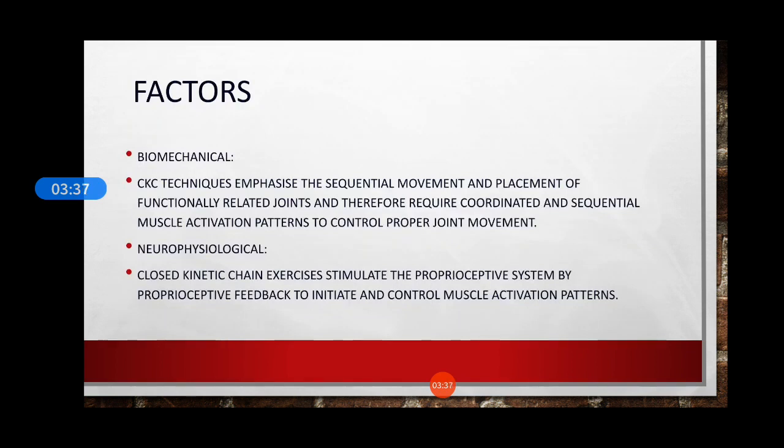So what are the factors which affect the closed kinematic chain exercises? It could be biochemical, biomechanical and neurophysiological. The biomechanical factors in closed kinematic techniques emphasize the sequential movement and placement of functionally related joints and therefore require coordinated and sequential muscle activation patterns. When we talk about the neurophysiological factors, the closed kinetic chain exercises stimulate the proprioceptive system, as we already saw. So proprioceptive feedback helps to initiate and control muscle activation patterns. That is why we say that they are more useful in dynamic stability.